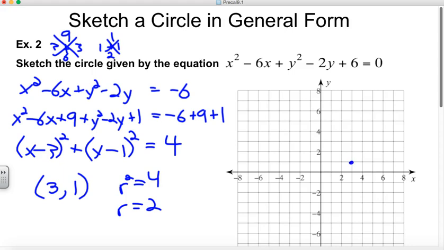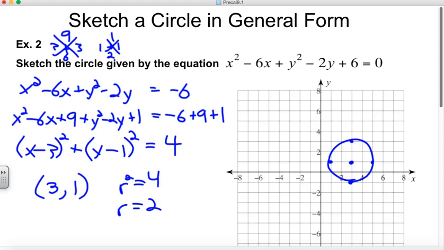Go over 3, up 1. There's the center. Now, if the radius is 2, then we can go out 2 from the center in all directions. So go over 2, go up 2, go left 2, and go down 2. And then do your best to draw as good of a circle around those points as you can. All right, so that's how you would sketch the circle.